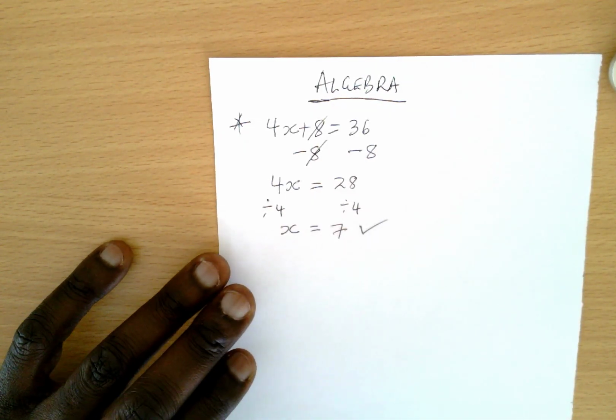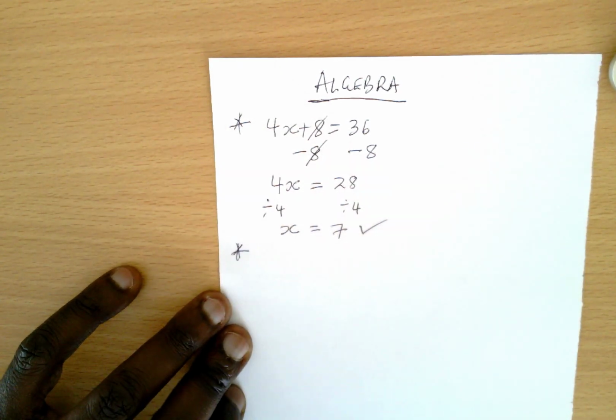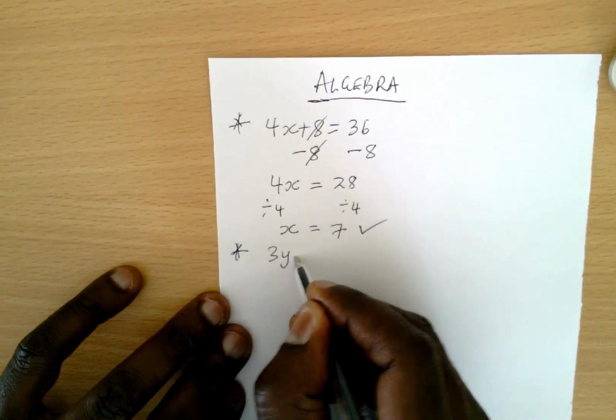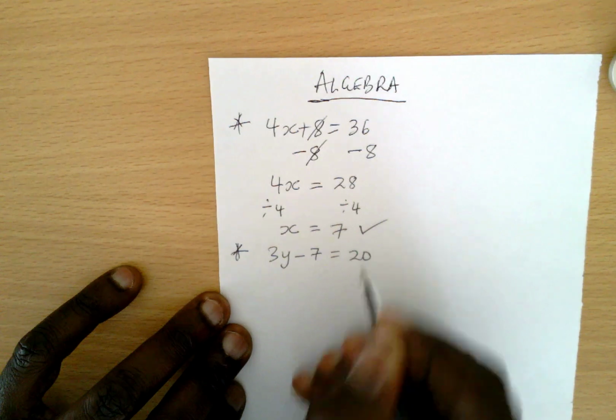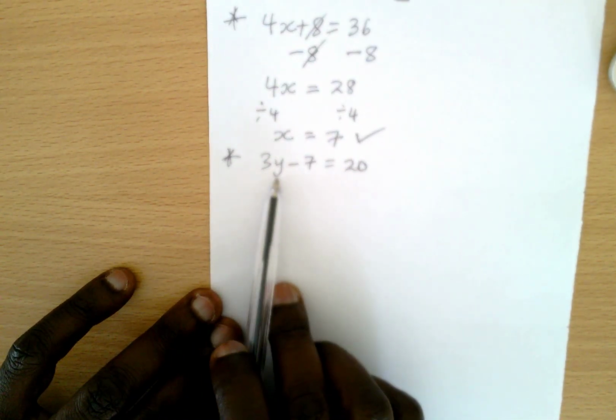Yep, so sorted. That's a two-step equation we have solved together. Now the next equation we can solve will be 3y minus 7 is equal to 20. Fine. Now we want to find y.